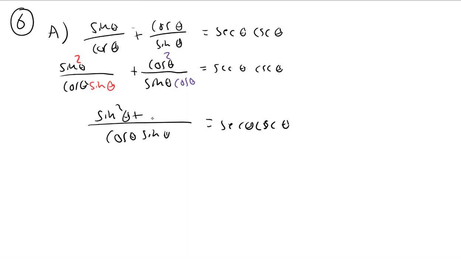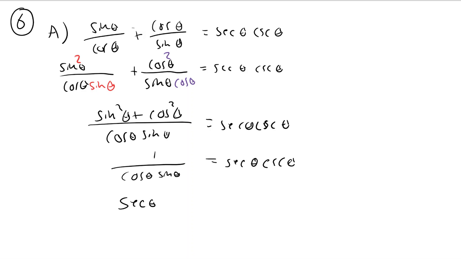Makes the numerator sine squared plus cosine squared. And what is sine squared plus cosine squared? 1. Okay, and then we get to that point. Now these are not being added or subtracted, so now I can do these in two different pieces. 1 over cosine is secant, 1 over sine is cosecant.